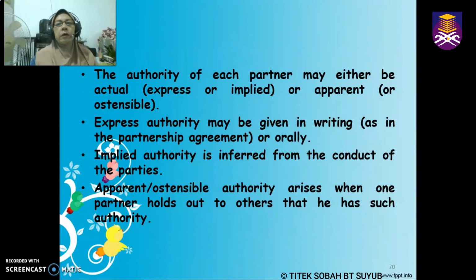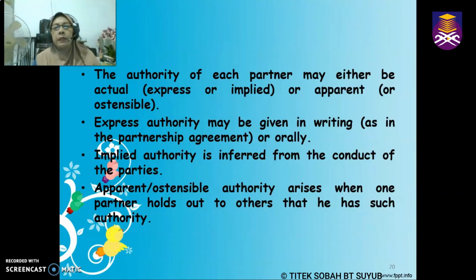The authority of a partner, if it is actual authority, can either be express or implied authority. Most of the time, express authority is in writing, though it can actually be given orally. Whereas apparent or ostensible authority is an authority which can be seen from the type of business. You can see, okay, these are the normal powers that partners have.